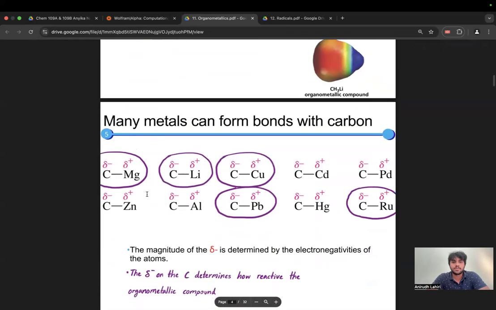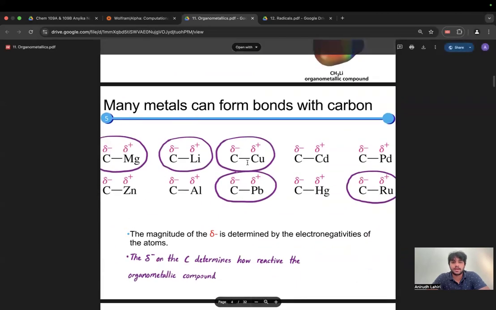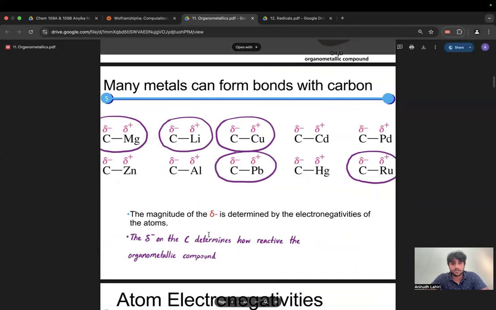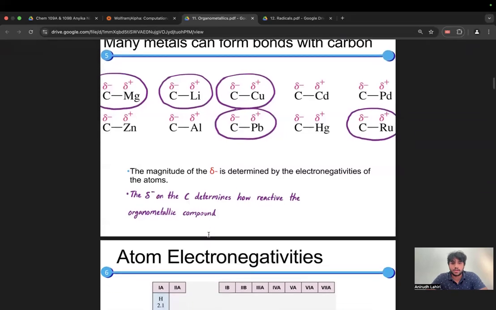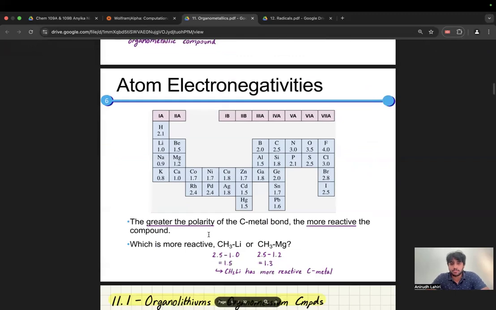Cool. So many metals can form bonds with carbon. These are some of them: Mg, Li, Cu. Those are probably the ones that you recognize. Pb, Ru. The magnitude of the minus is determined by the electronegativities of the particular atoms. The partial negative on the carbon determines how reactive the organometallic compound is, right? So look at the periodic table. The greater the polarity of the carbon-metal bond, the more reactive the compound is. The greater the difference in the electronegativities, it would make sense, right?